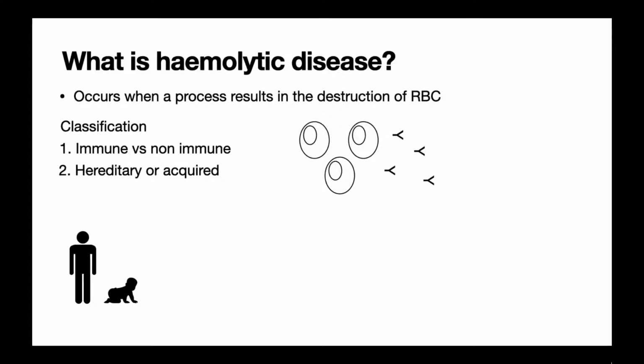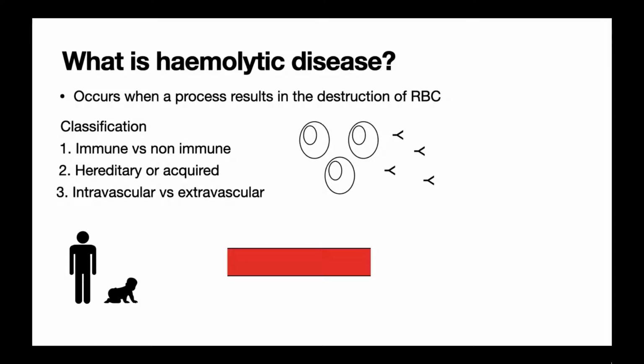Then we have acquired causes. An example here would be something like a blood transfusion where the patient has been given the incorrect blood due to an ABO mismatch, causing antibodies to be produced against that blood, and therefore we have an acquired cause of hemolytic disease.